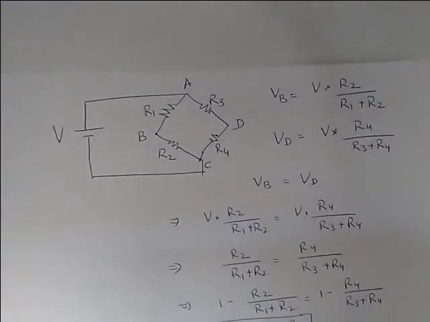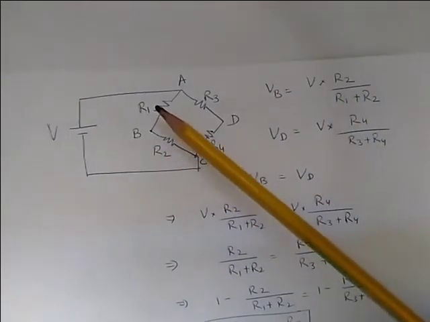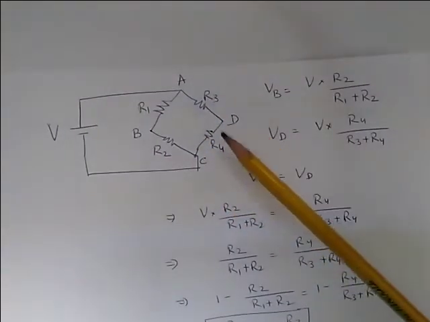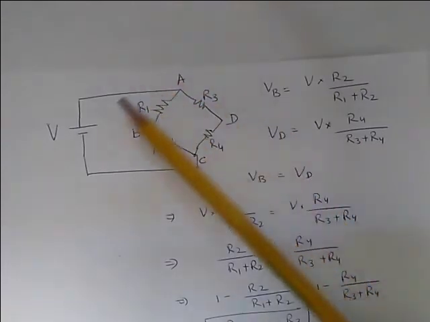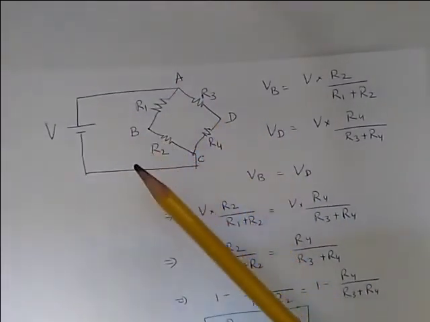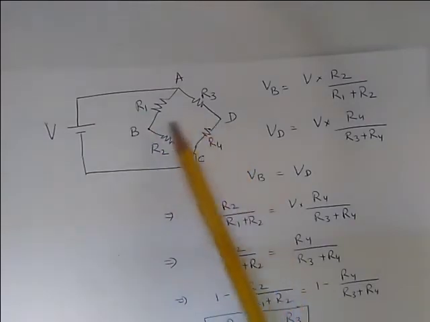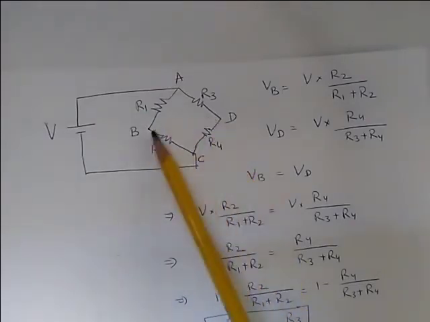So this is the principle that we need to keep in mind, and in the next video we are going to derive what are the relationship between R1, R2 and R3 and R4 so that this bridge stays balanced, and by balanced means there is no flow of current between points B and D.